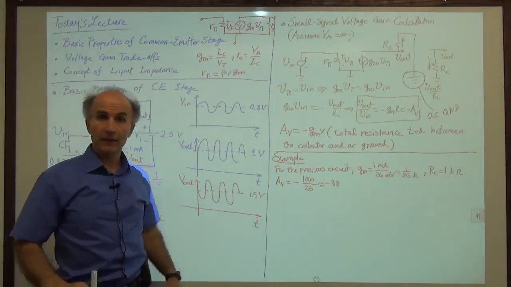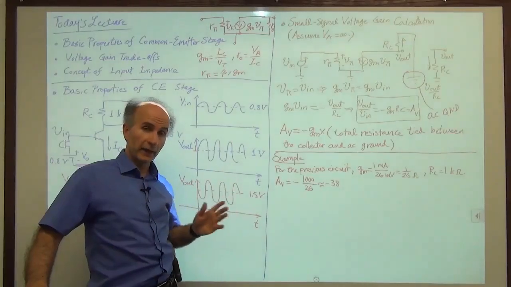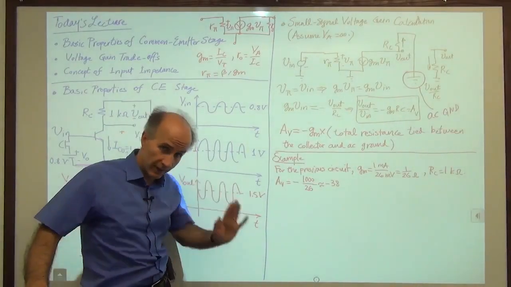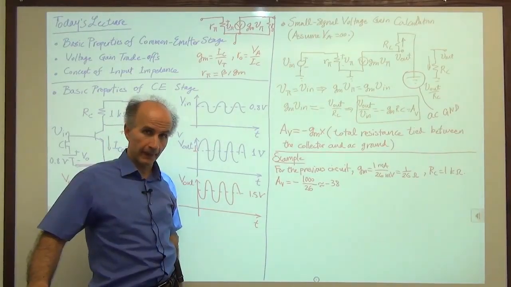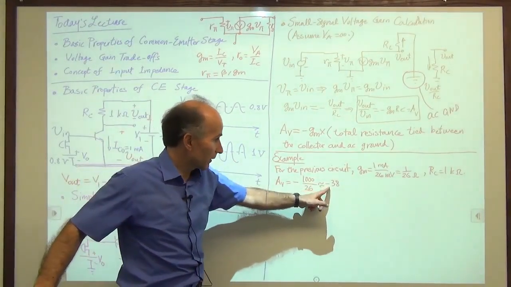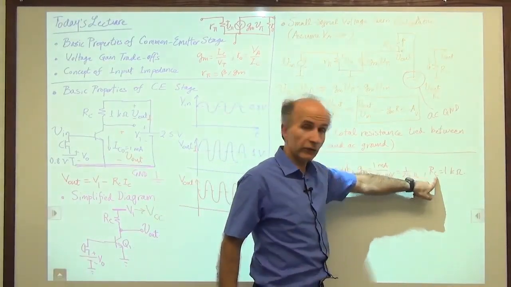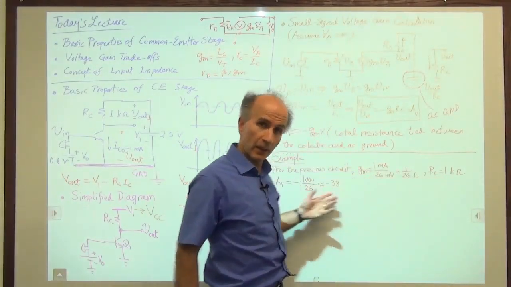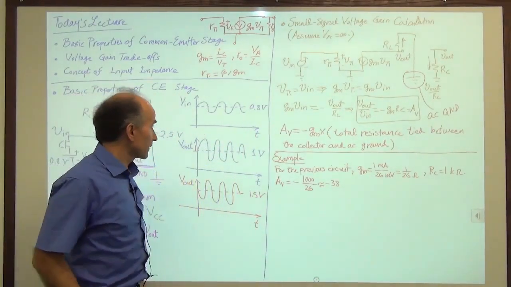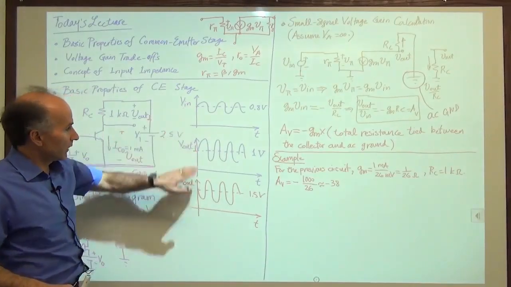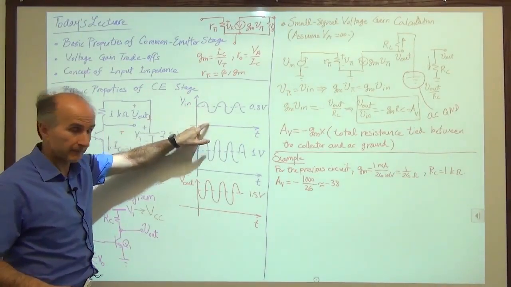So oftentimes we just say the voltage gain of this common emitter stage is 38. We don't bother with the negative sign, knowing that there is a negative sign. We just say the gain is 38. All right, so the voltage gain of the common emitter stage with a bias current of 1 milliamp and a collector resistor of 1 kilo ohm is minus 38. Okay, so far so good. Now let's go ahead and redraw these waveforms now that we know how much gain we have.